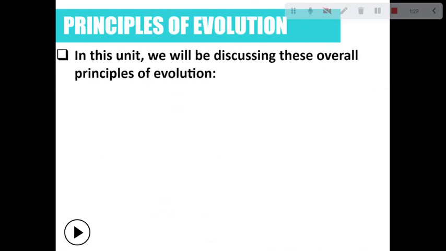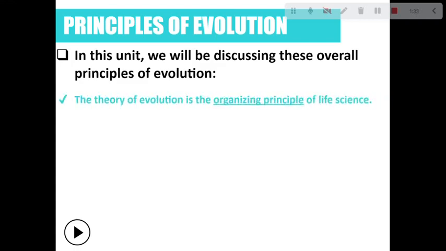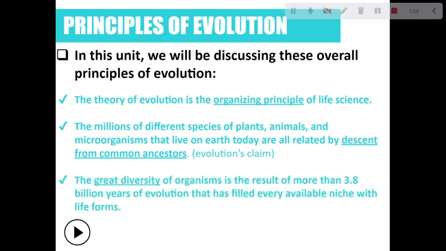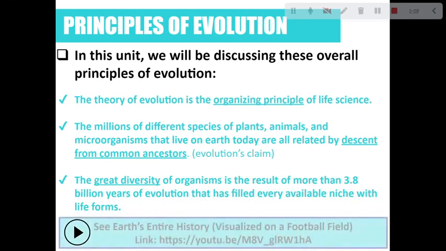Let's talk about the principles of evolution. So, in this unit, we will be discussing these overall principles of evolution. So, the theory of evolution is the organizing principle of life science. The millions of different species of plants, animals, and microorganisms that live on Earth today are all related by descent from common ancestors, which is evolution's claim. And the great diversity of organisms is the result of more than 3.8 billion years of evolution that has filled every available niche with life forms.